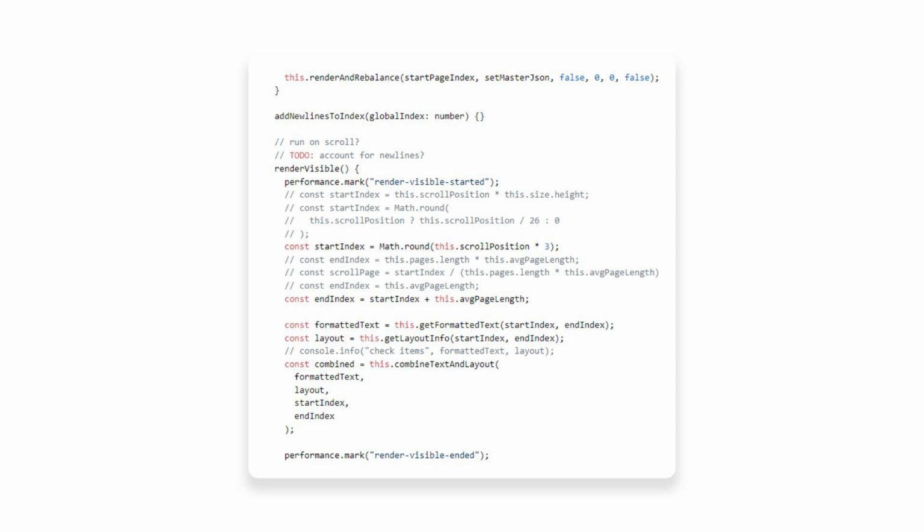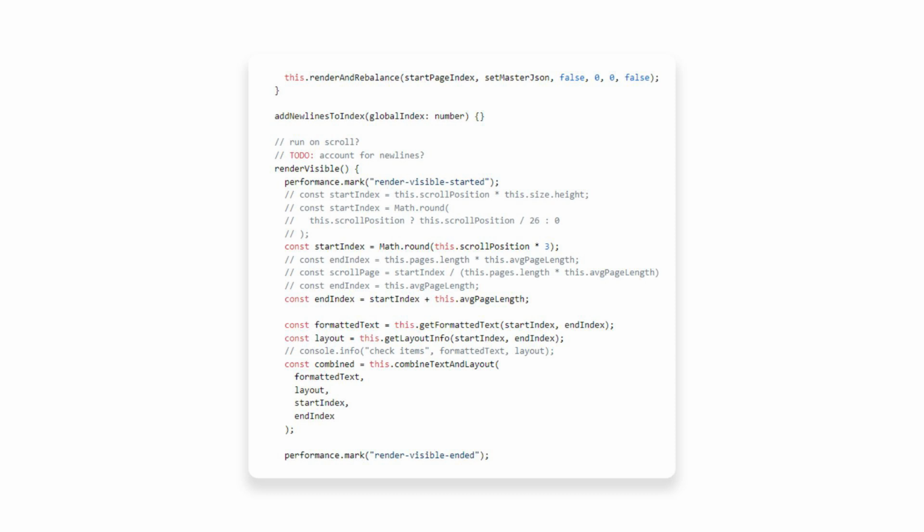In fact, we no longer use the render visible function. It focuses on rendering visible content in our multi-page editor. 2. Performance marking and calculation. The render visible method uses performance marking to track rendering time. It calculates a start index based on the current scroll position, scaled by a factor of 3. An end index is defined as the start index plus an average page length.